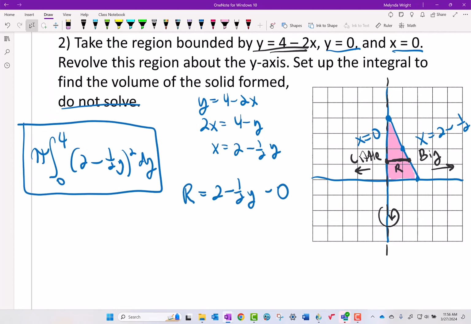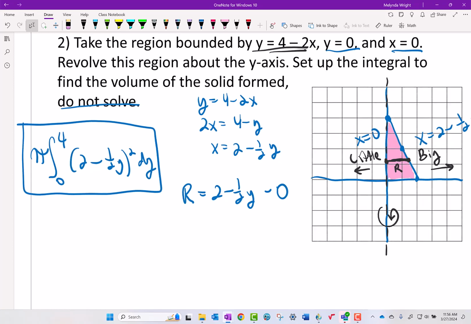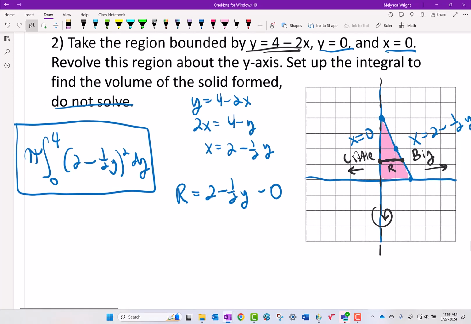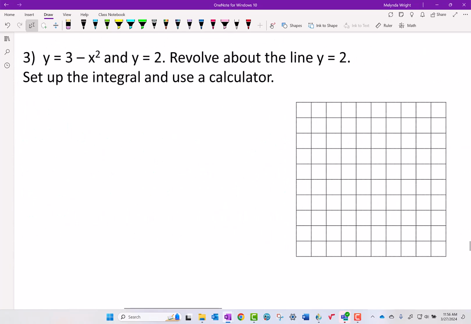Okay, questions on number 2? Okay, let's move to number 3. We good here? Yes? Okay, let's move to number 3.